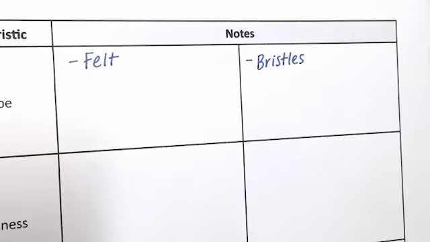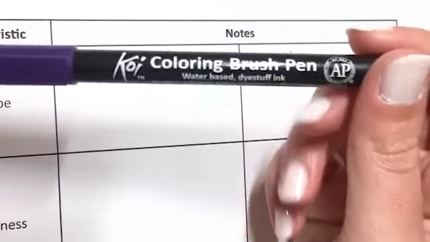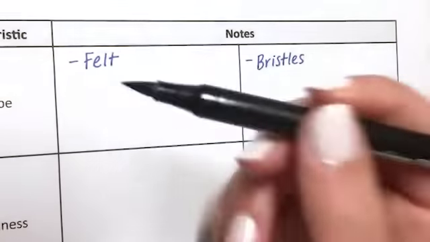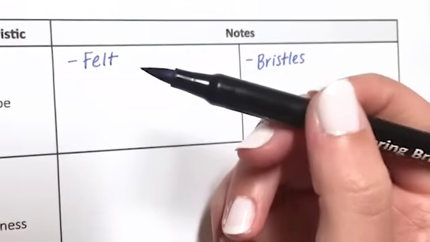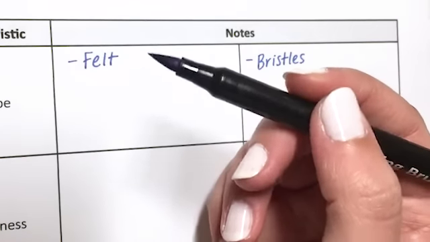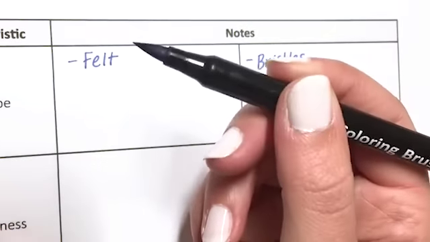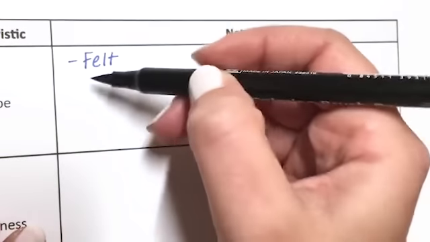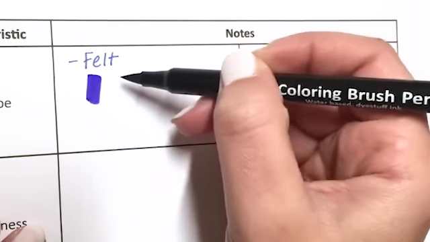An example of a felt tip pen is this koi coloring brush. And if you look at the tip of it, it looks almost like rubber or like a tightly woven sponge. And it's one solid piece. Okay, so when I write with it, it's just one solid piece.